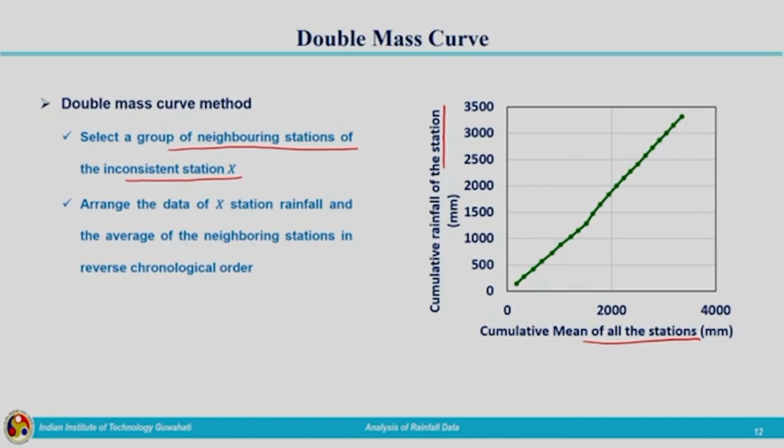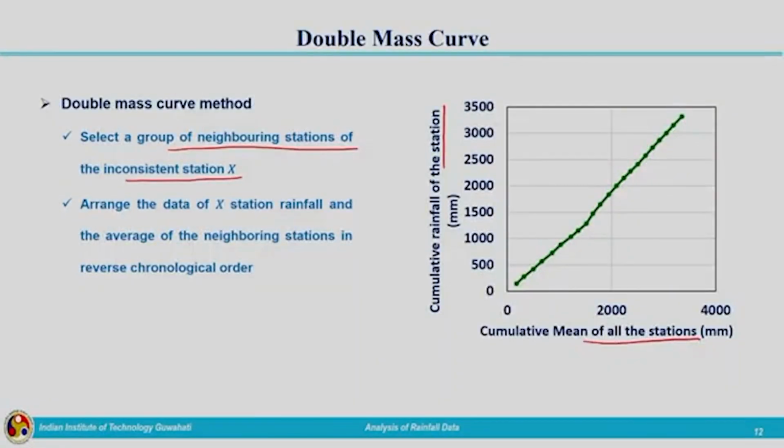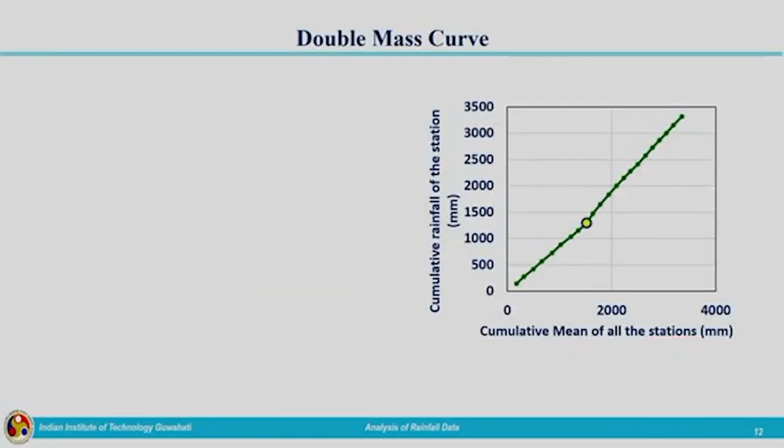You can see this green line here in this curve. If you observe any sudden change in the slope, that indicates there is an inconsistency in the data corresponding to those years. If no observable slope change is there, then we can assume that the data is consistent. Here in this figure you can see that at this particular point there is a change in slope.